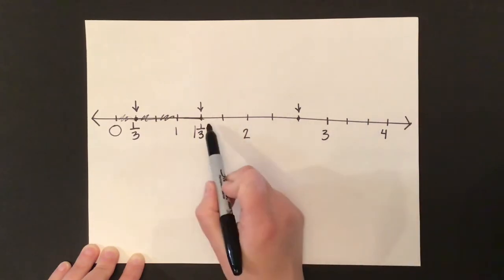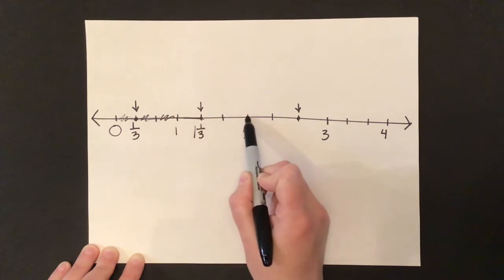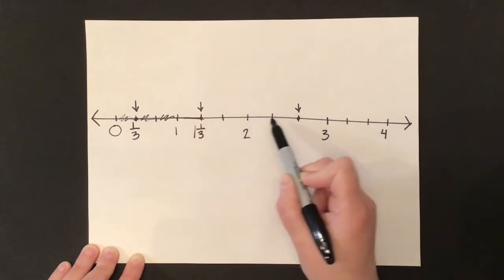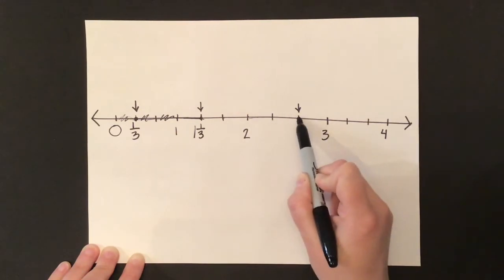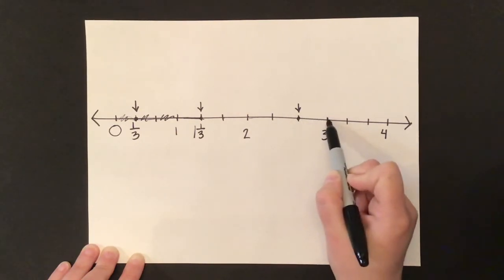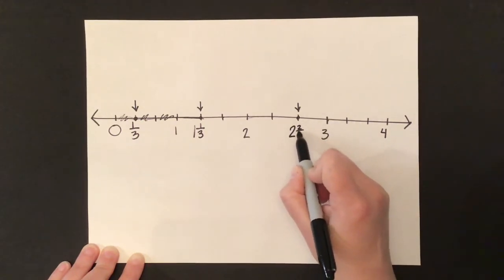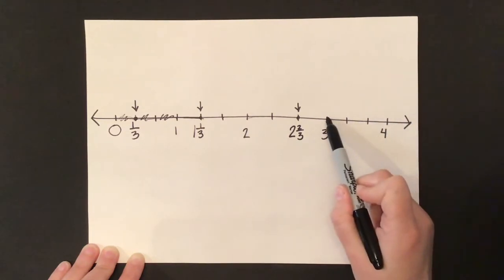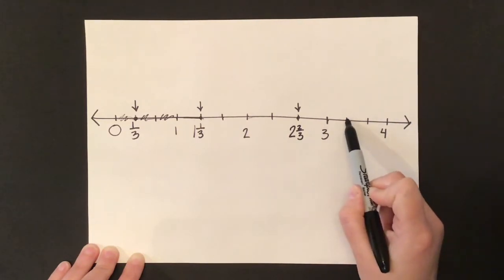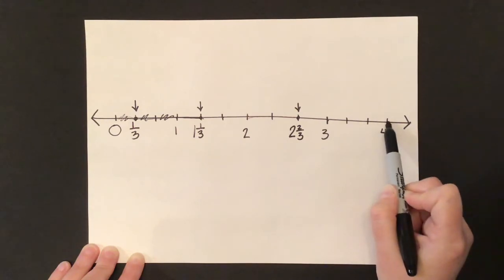I can keep going and I get to 1 and 2/3, 2 wholes. Keep going, 2 and 1/3, 2 and 2/3, 3 wholes. So 2 and 2/3. And if I wanted to keep going, I could say 3 wholes, 3 and 1/3, 3 and 2/3, 4 wholes.